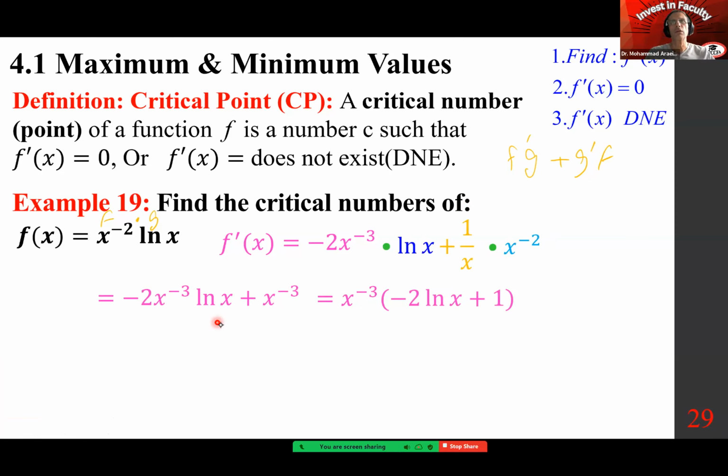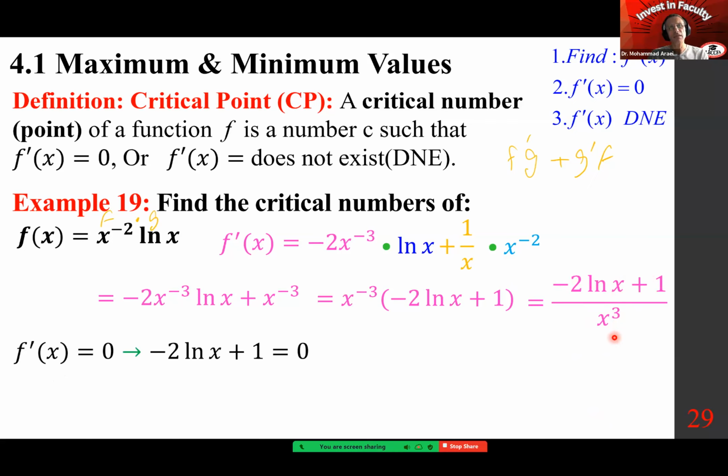To set this equal to 0, it's better to write it as a fraction and write down f prime is 0. A fraction is 0 when the top is 0. f prime doesn't exist when the bottom is 0. So f prime equals 0 makes negative 2 ln x plus 1 equal to 0. Therefore, ln x is 1/2, and x is e to the power of 1/2 precisely, or square root of e.